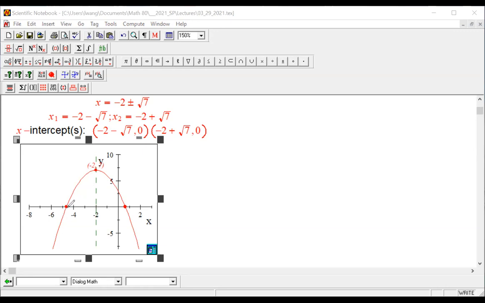So this point is going to be, let me make it thinner, negative 2 minus the square root of 7, comma, 0. And this other point, a new dot, negative 2 plus the square root of 7, comma, 0. Those are the 2 x-intercepts. Does everybody follow me?